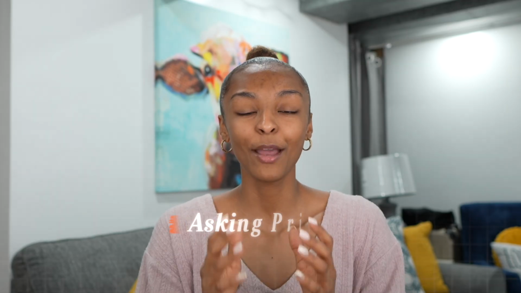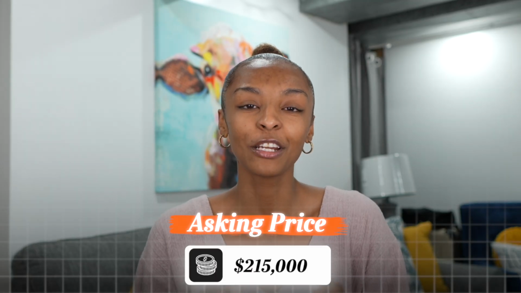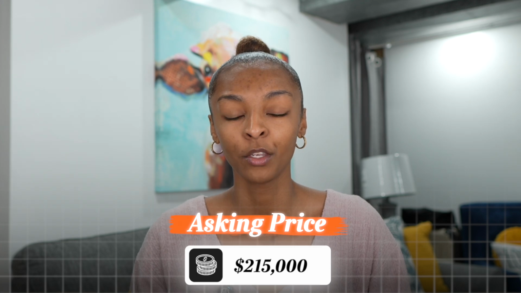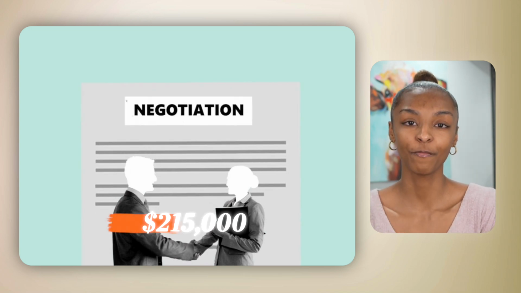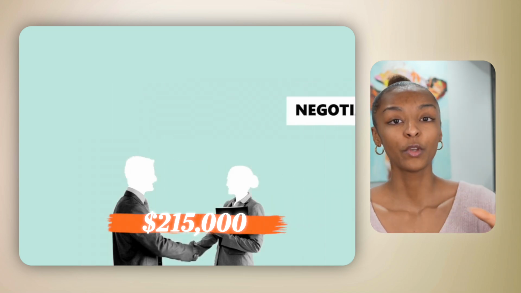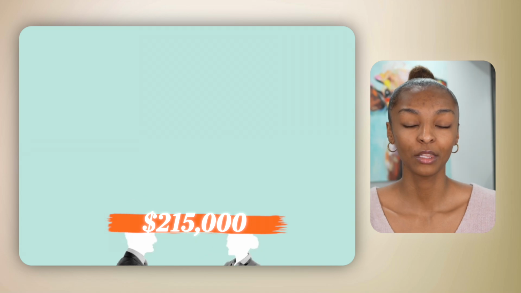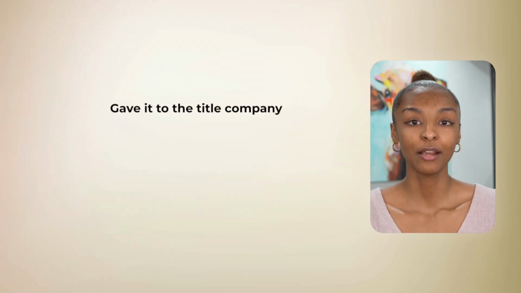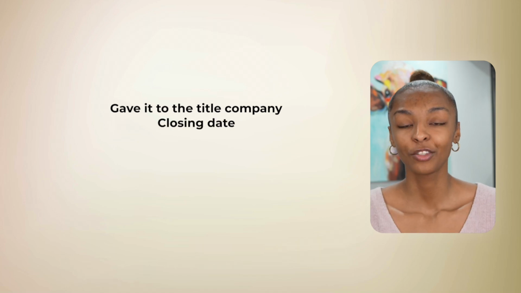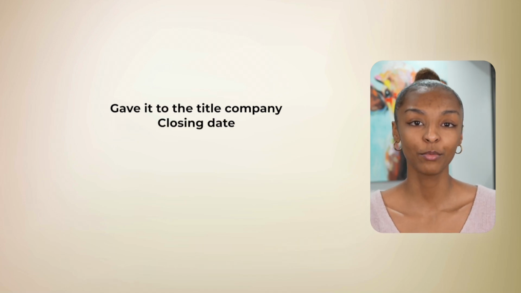And guys, the price that we told them was $215,000. So remember, we got it for $192,500. We told them $215,000 and they were on board. So we made sure to get that assignment agreement for $215,000. We already had the property under contract with the seller, so we gave it to the title company. They ran the title search and everything like that, and then they let us know of our closing date and we were able to close.